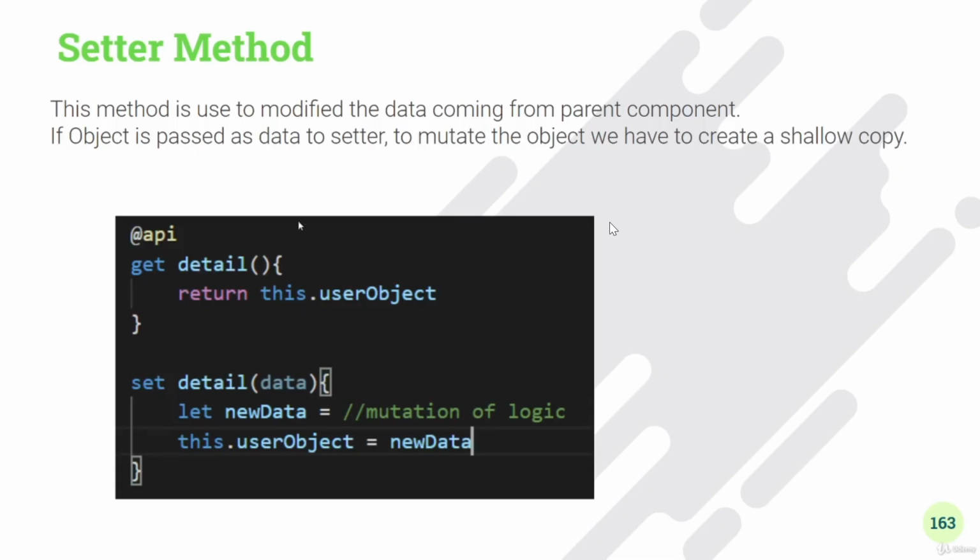And the very important point here is if an object is passed as data to the setter. Suppose this data is an object. To mutate the object, we have to create a shallow copy, otherwise it will throw an error. So let's go and see whatever we talked about just now in an example.